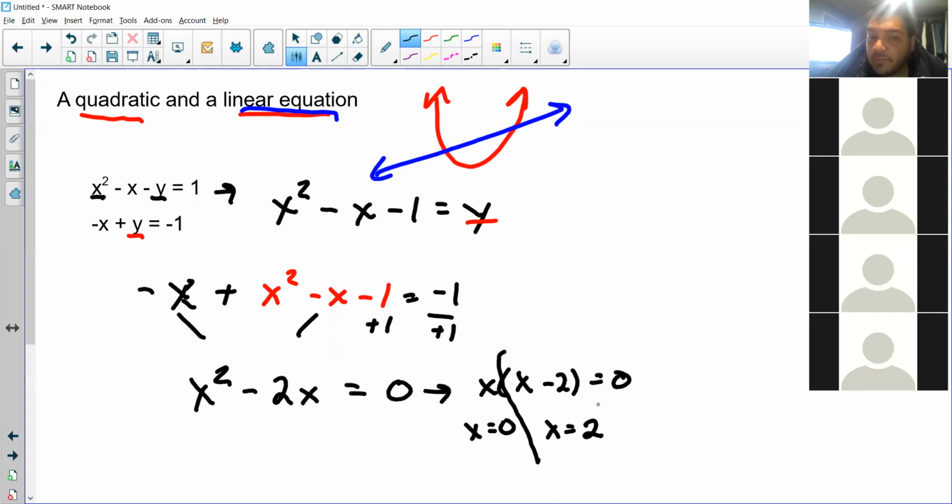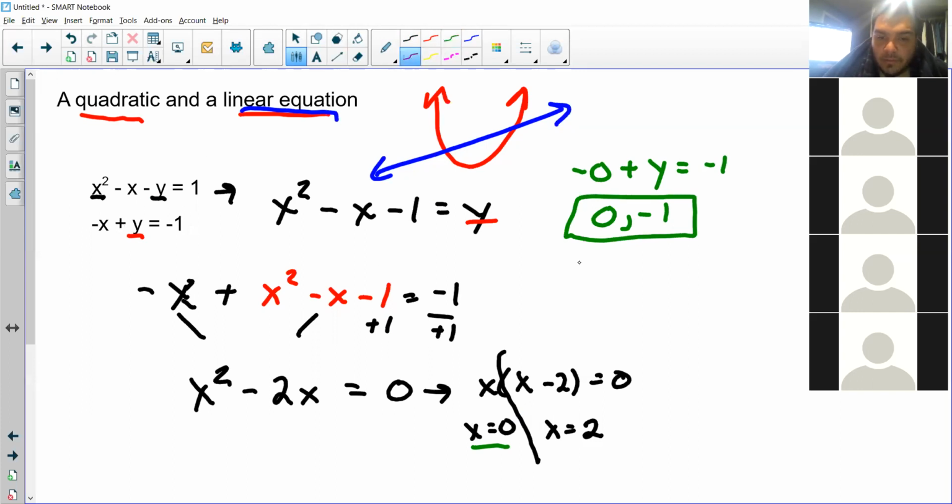But remember, we're looking for coordinate points. So we have two x's. We also need the y's that go with it. So I plug in x in here. So -0 plus y equals -1. So that's clearly 0, -1.